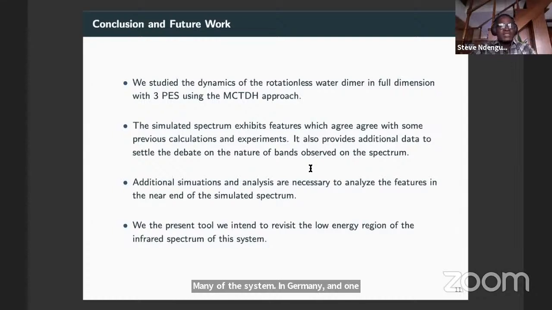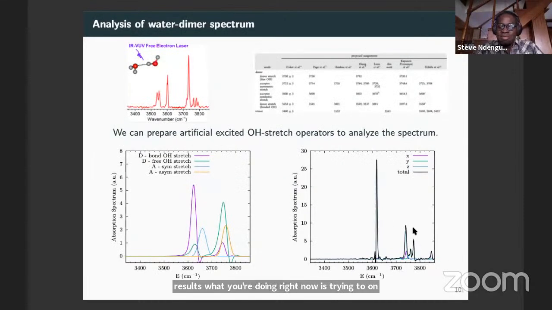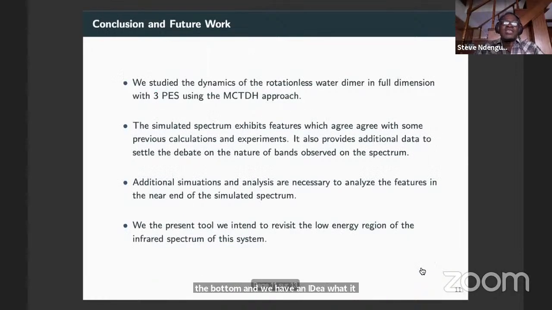And what we are trying to do right now, because this is a work in progress and those are preliminary results, is to understand the very last features that I showed you at the bottom end. We have an idea what it is, but we need some simulation to confirm that assignment.